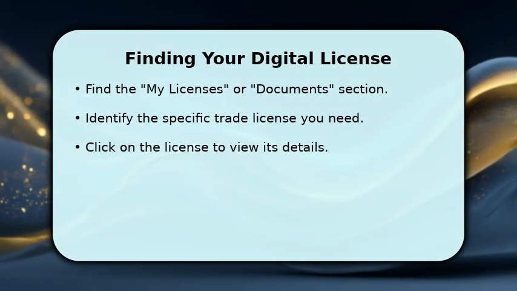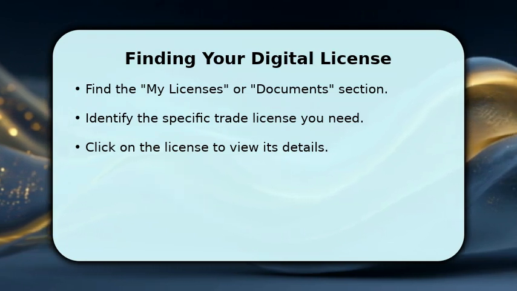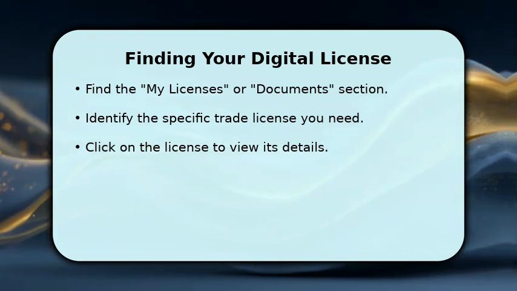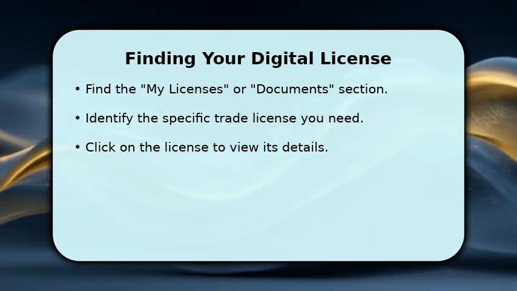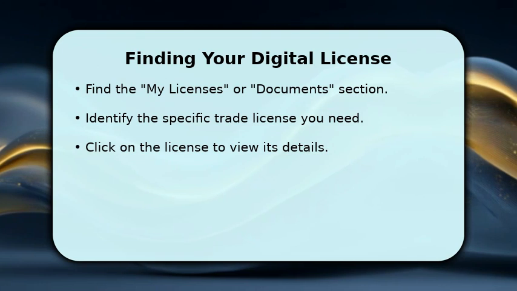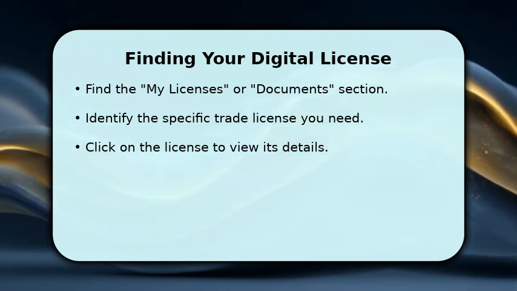After logging in, you'll want to find the section dedicated to your licenses or documents. This is usually labeled My Licenses, My Permits, or something similar. Browse through the list to locate the specific trade license you wish to print.